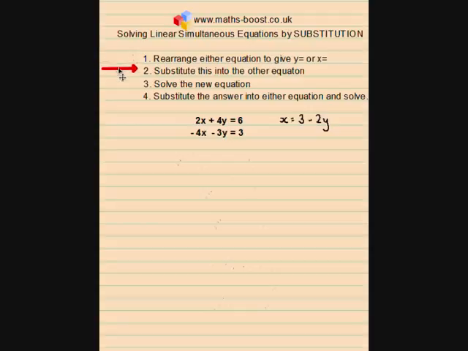I can now move on to step 2, and that's to substitute this into the other equation. So now I'm going to substitute for x into this second equation. You should know with substitution, every time I see the value I'm substituting, I simply replace it with the substitution. And as far as substitution is concerned, that's it done really.